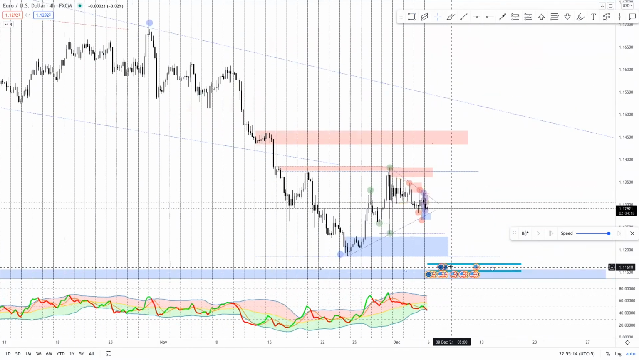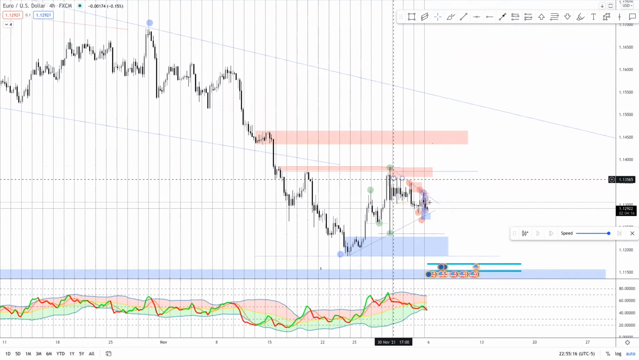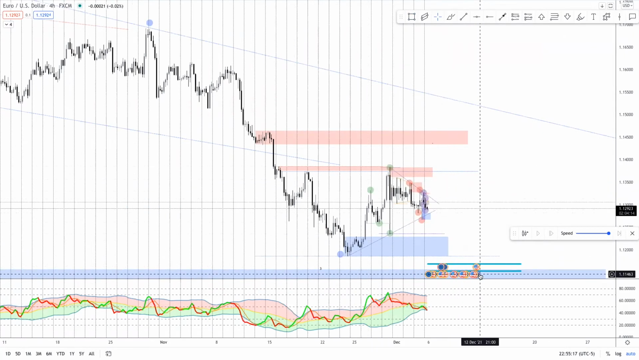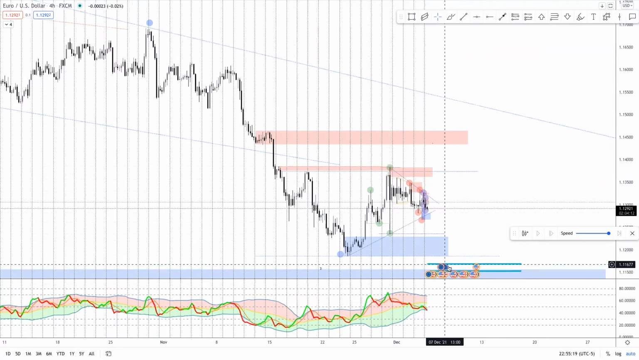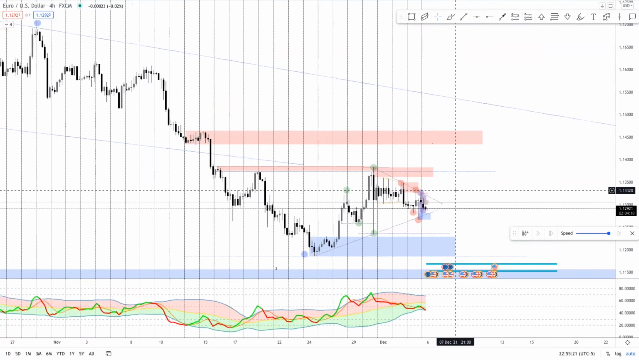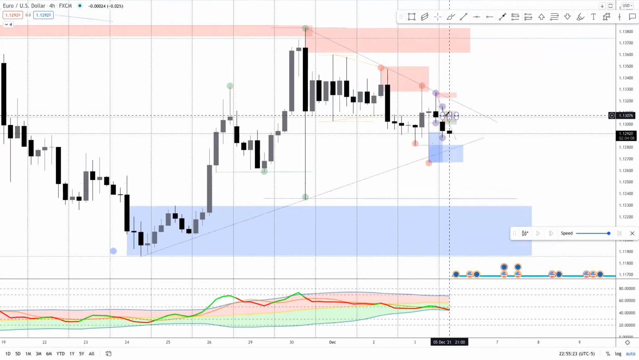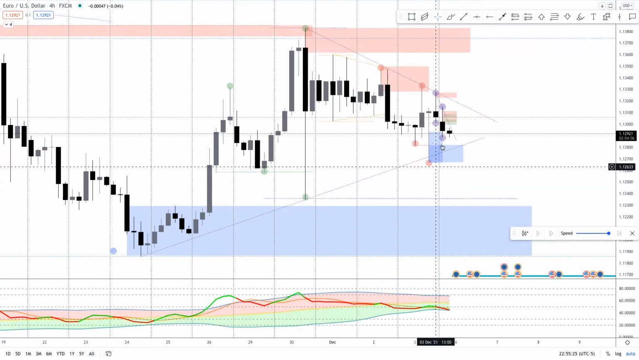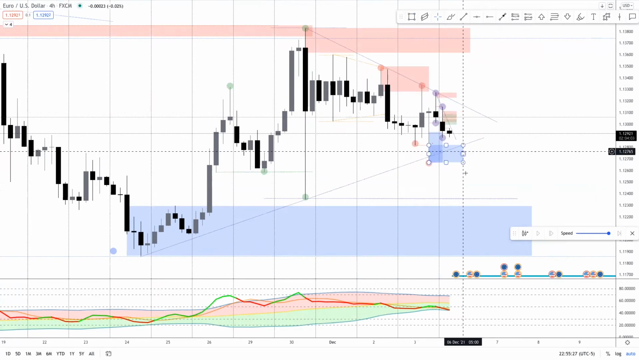Overall, my favorite buys are right down here. Why? Because all of this is daily liquidity that needs to be swept. All right, so if I'm assuming that my main buy area is right here, then from an intraday perspective, I'll be looking for sells around these areas here, and then this area becomes invalid.